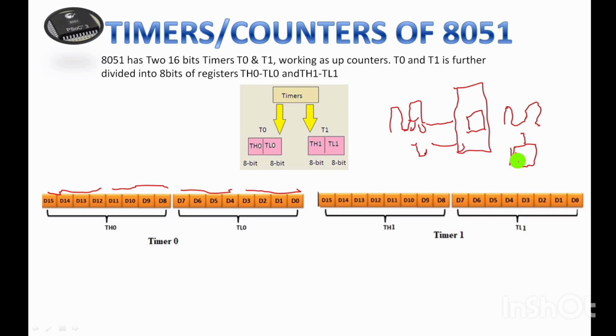అదే ఇంటర్నల్ క్లాక్ అయితే సో త్రూ oscillator, and it will be divided by 12 and it is applied to the timer. Then it acts as a timer.